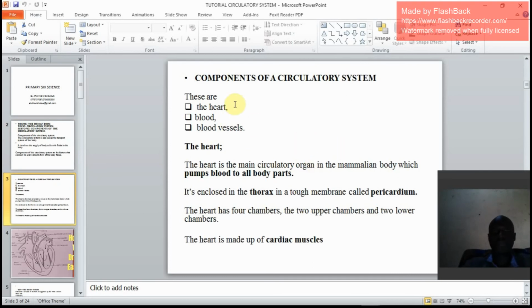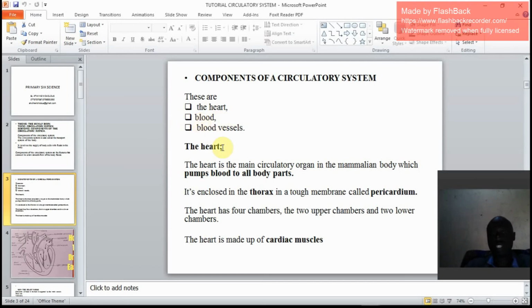The circulatory system is made up of the heart. I think you have heard of the word heart, because we discussed body organs in primary 4, whereby we saw the heart as a major organ meant to pump blood to all body parts. So we have the heart as the main organ, we have blood, that's the fluid that moves in the body. Then where does that fluid move? It moves in blood vessels.